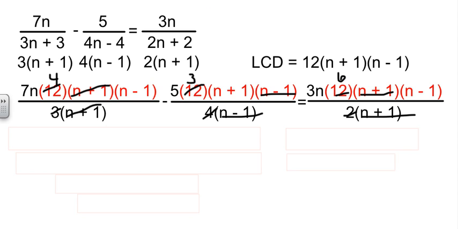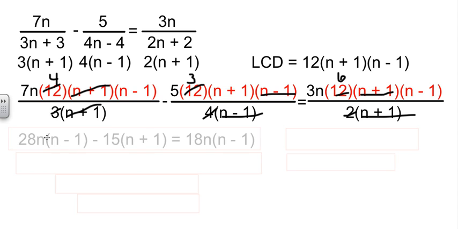Okay, here's a good place to stop and take a look. Are all the denominators gone? Yes, they are. If anything hasn't been canceled out yet, then you need to try again with your common denominator step.